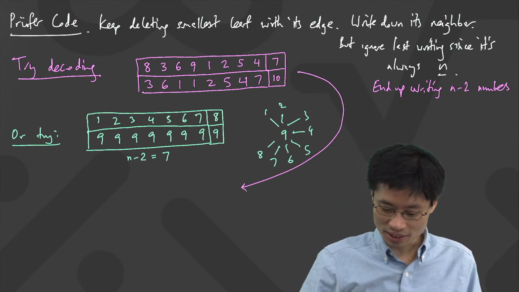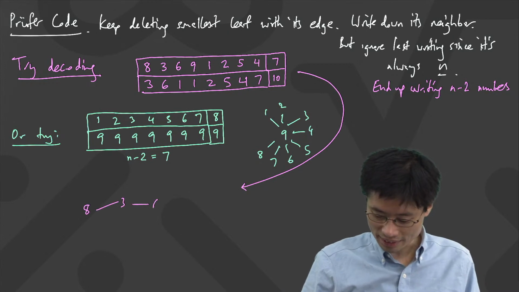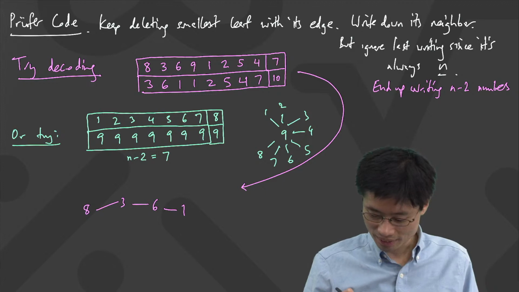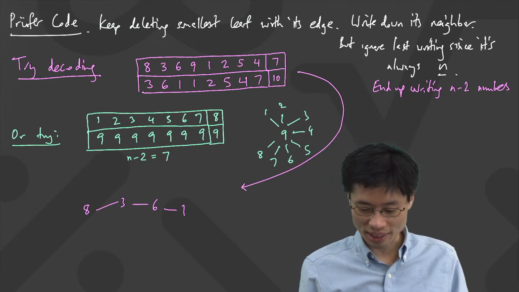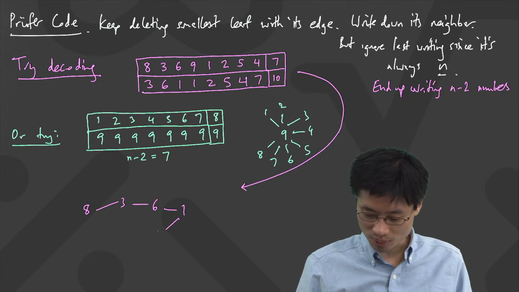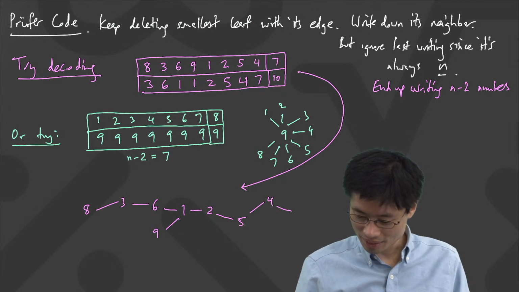Well, 8's connected to 3. 3 is connected to 6. 6 is connected to 1. Okay, 8. Oh, nice. It's just kind of chained together. But then 9 is connected to 1. All right. 1 is connected to 2. 2 is connected to 5. 5 is connected to 4. 4 is connected to 7. Wow, what a weird tree.